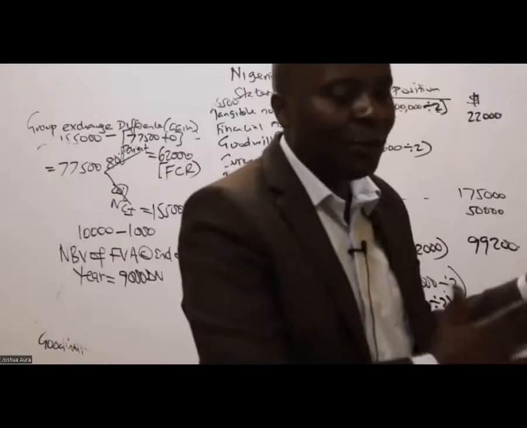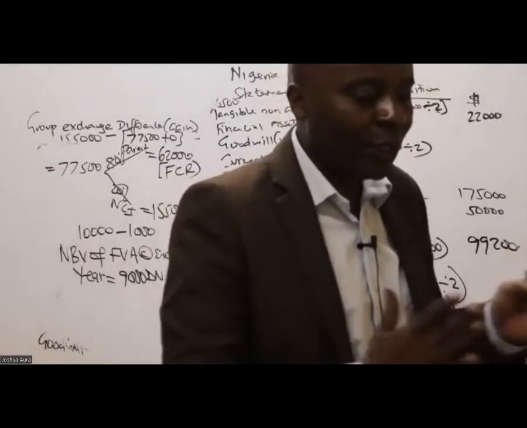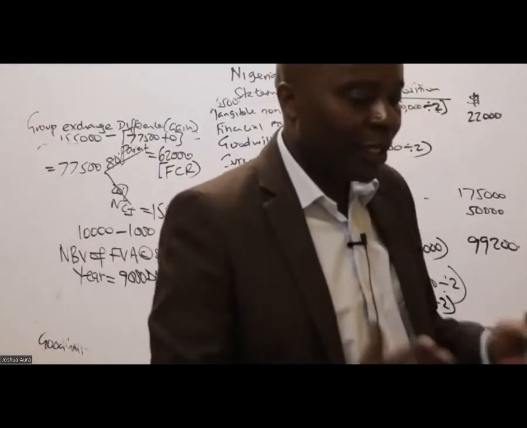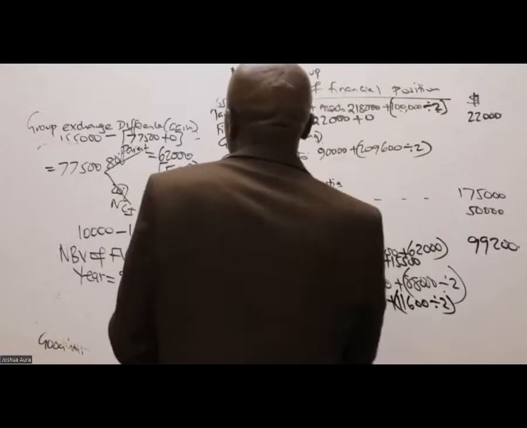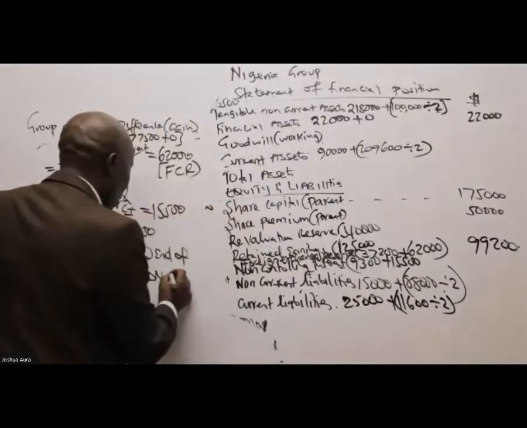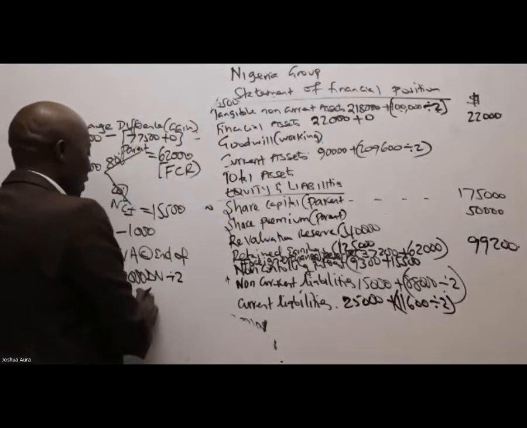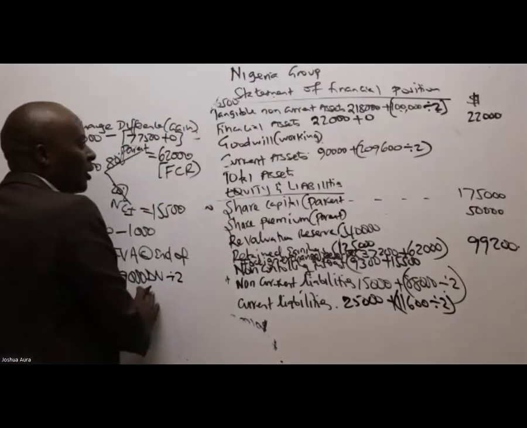Because it's net book value at the end, it should be 2. So could you kindly divide this by 2? So what are we getting here? This automatically will be 4,500.